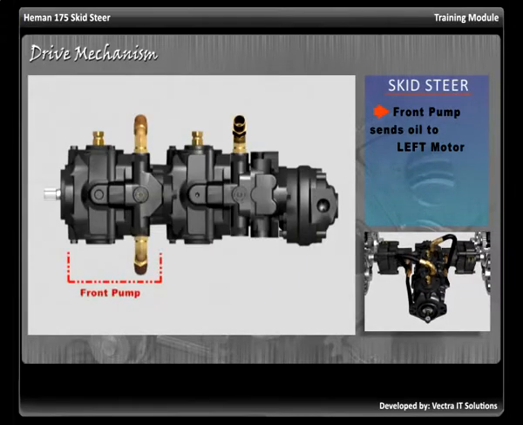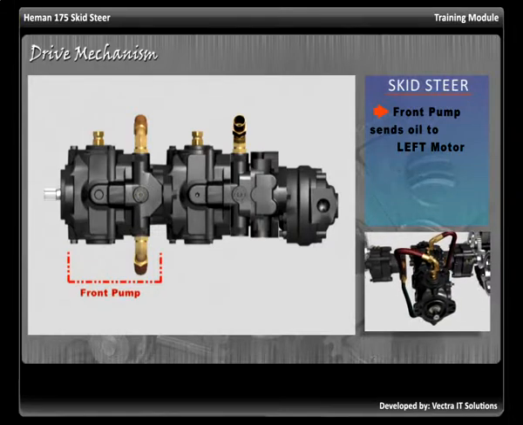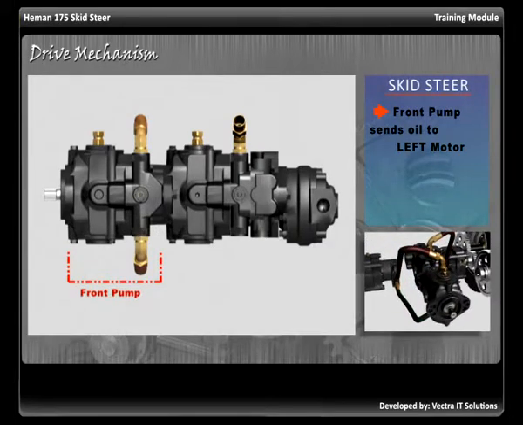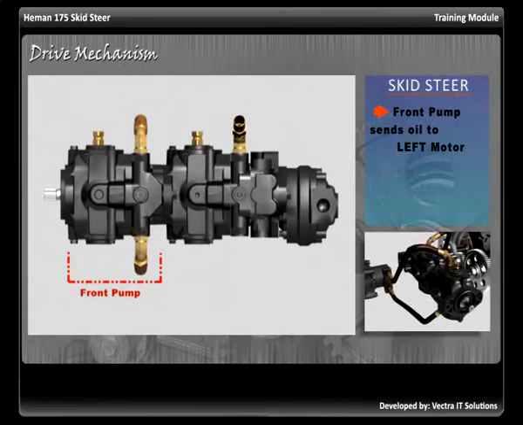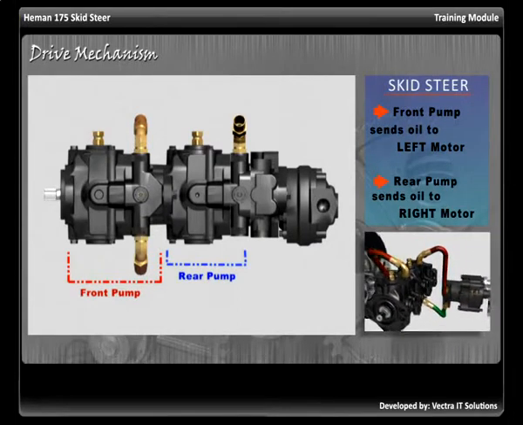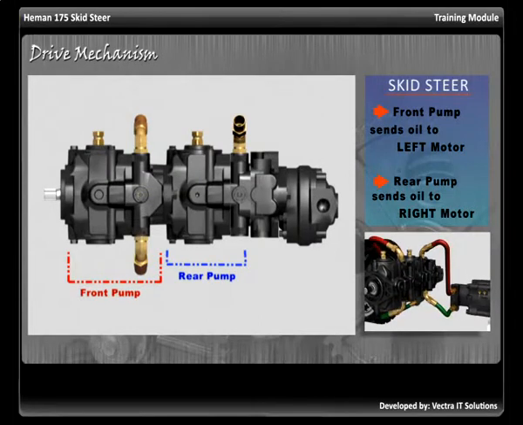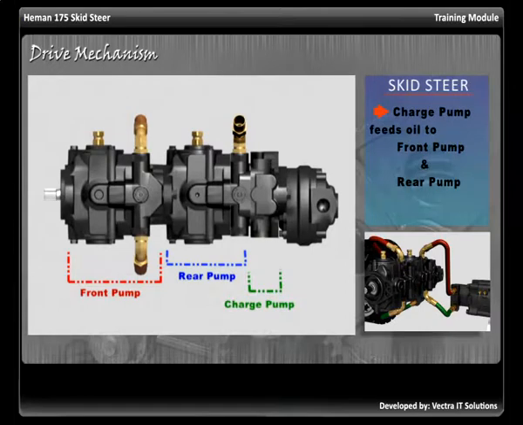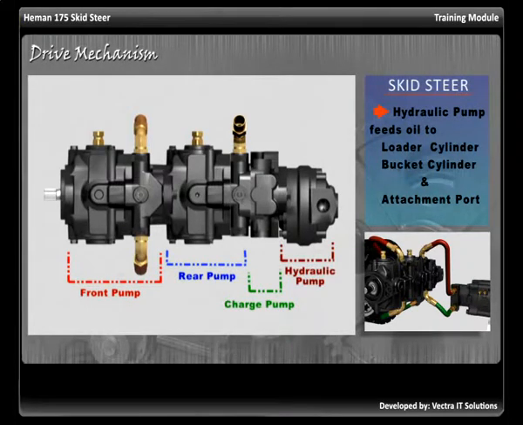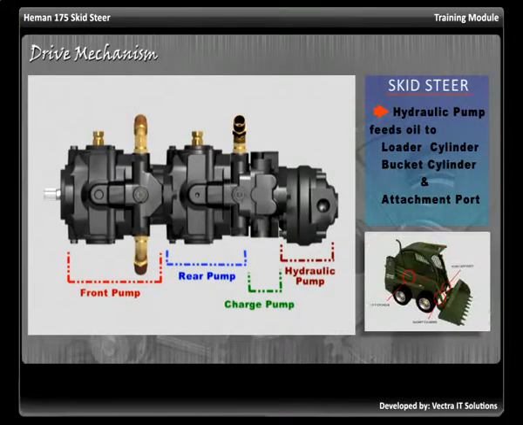Front pump sends pressurized hydraulic oil to the left motor, which drives the wheels on the left-hand side of the skid steer. Rear pump sends pressurized hydraulic oil to the right motor, which drives the wheels on the right side of the skid steer. Charge pump is responsible for feeding sufficient oil to front pump and rear pump. Hydraulic pump sends pressurized oil to other hydraulic functions like loader arm, bucket, and auxiliary operations. This pump does not play any role in the drive mechanism of the skid steer.